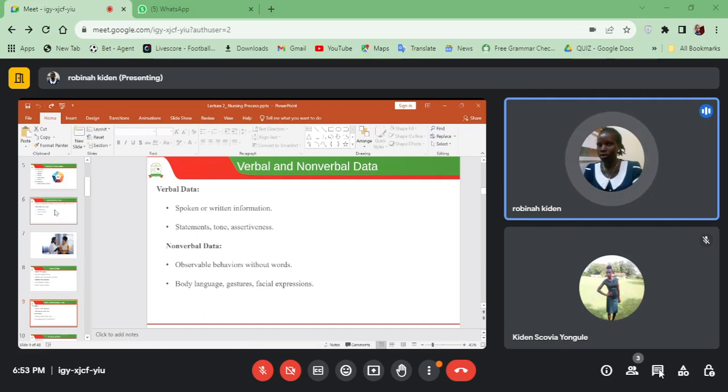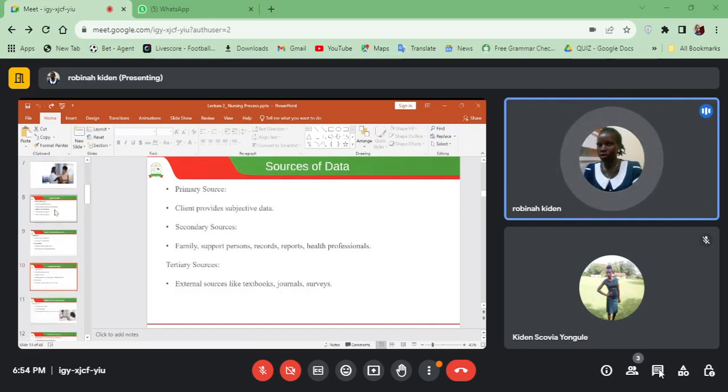Then assertiveness, the strength or the confidence through which the patient says something determines whether it is really realistic or not. Then in non-verbal data, this one is observable behaviors without words: body language, gestures, and facial expressions. So we see how the patient is behaving. The patient tells you that she's okay, she's not having any pain, but you see she's frowning her face. So that facial expression shows a lot of things.